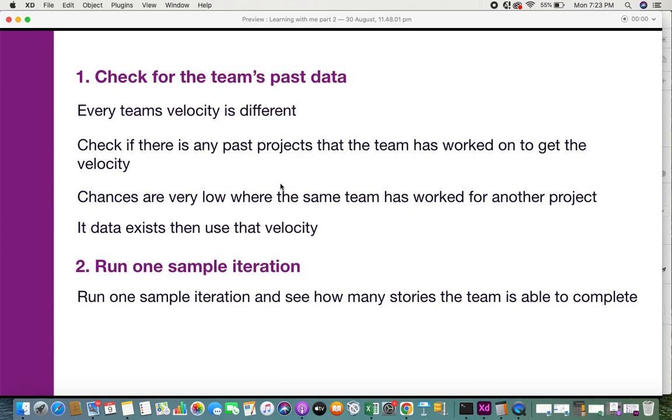The second one is to run one sample iteration. This is the best thing that you can do. If you don't have historic data, take up one iteration and see how many stories the team can actually complete. With this, you can plan the next iteration with the correct velocity. This sample iteration is just a test that you do in order to check what the velocity of your team could be.